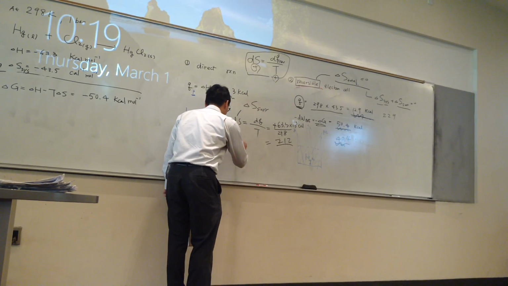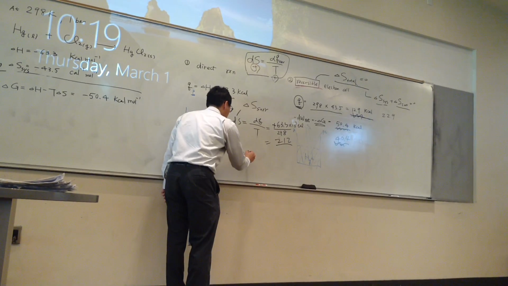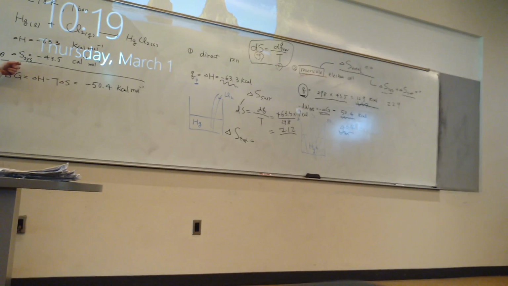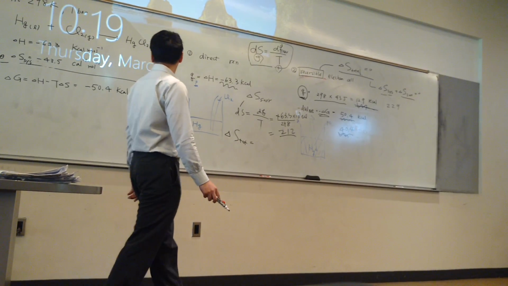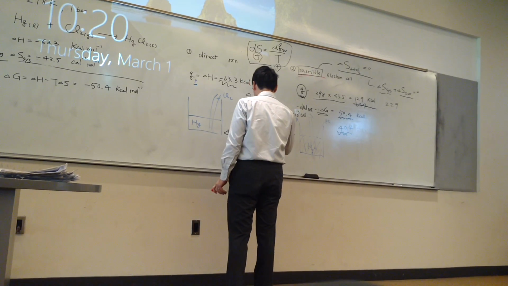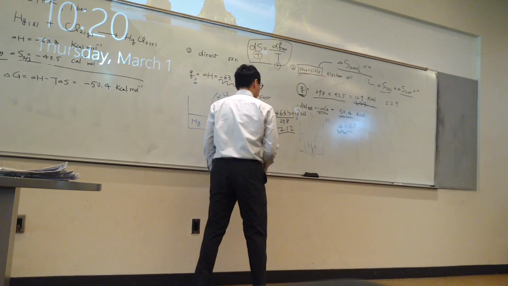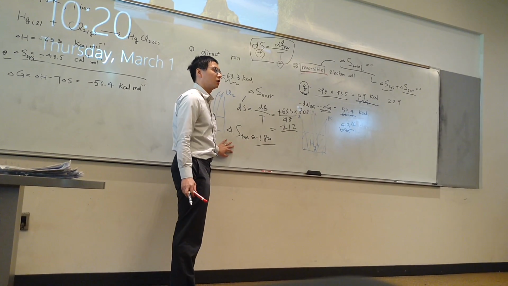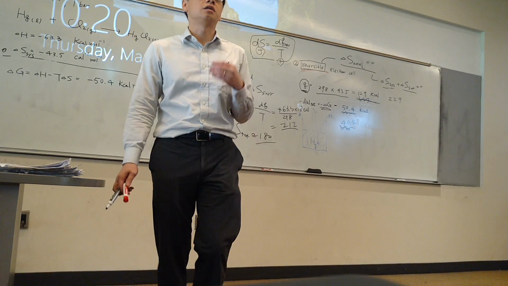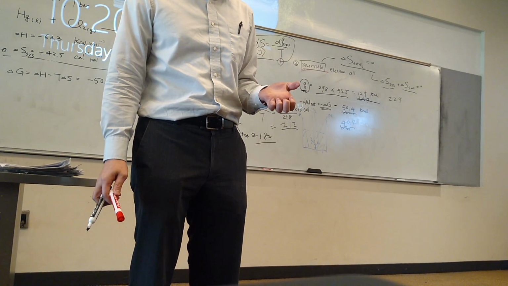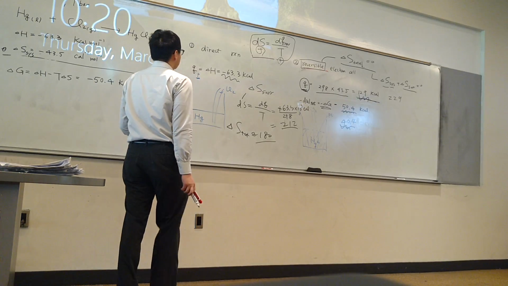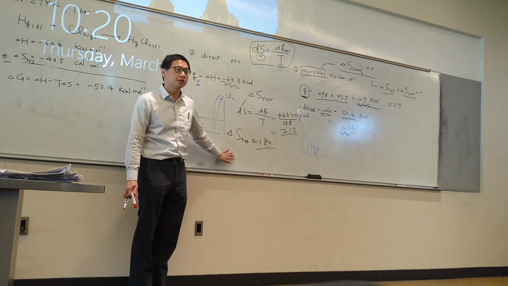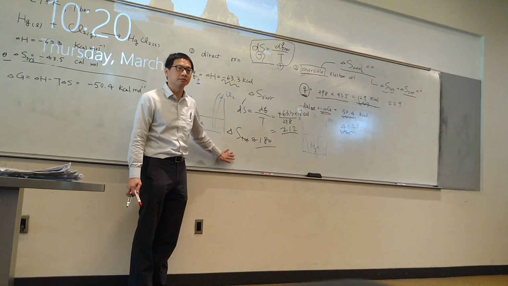Therefore, you can calculate your delta S total. It's going to be equal to delta S surrounding plus delta S system. Then you will end up with around 180. This is a positive number, that means the reaction is actually spontaneous because delta S is larger than 0. So you need to be very clear about how you can calculate delta S system and delta S surrounding.